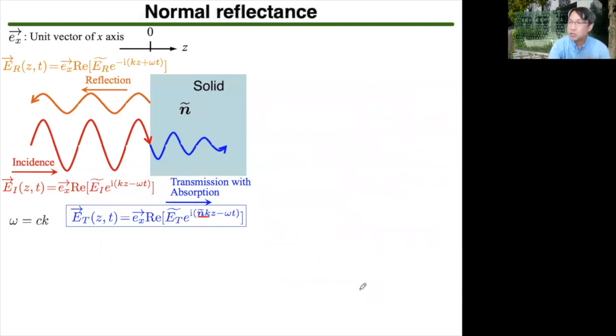In this case, as shown in this figure, the incident angle is 0, called the normal incidence condition. Of course, the amplitudes E_I tilde, E_R tilde, and E_T tilde are not mutually independent following classical electromagnetism. By calculating normal reflectance at the incident angle of 0, the role of complex refractive index is revealed.